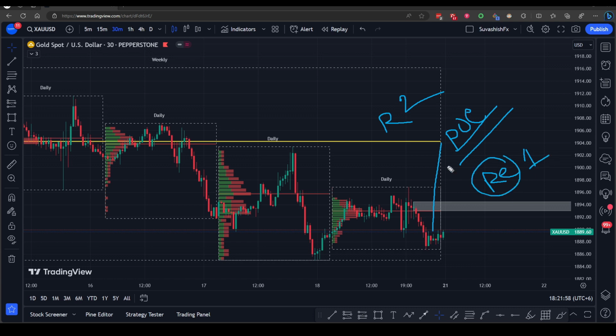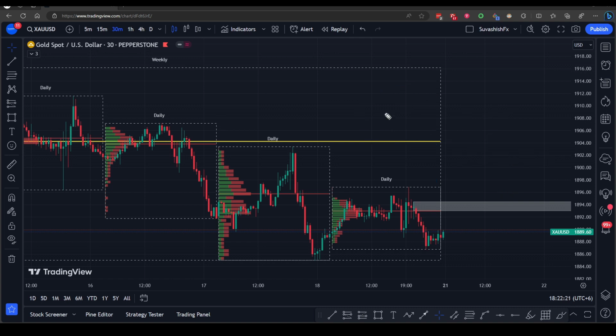If this resistance fails, then this resistance may work. Okay, because institutions are holding their position at that level, so they don't want to lose their money. That is why we are always going to trade with institutions. Now we can use our daily and weekly volume profile to find out the institutions, right? And now the third one, let me see.